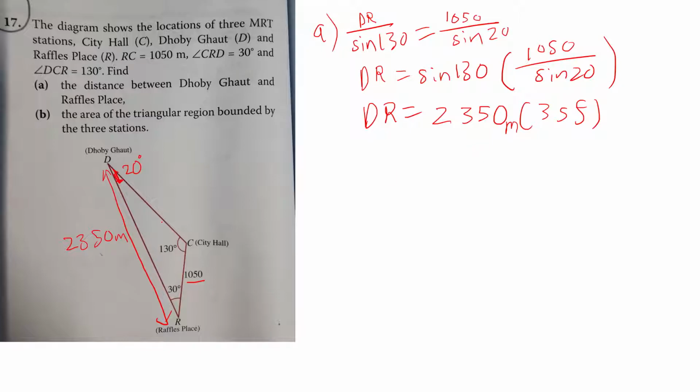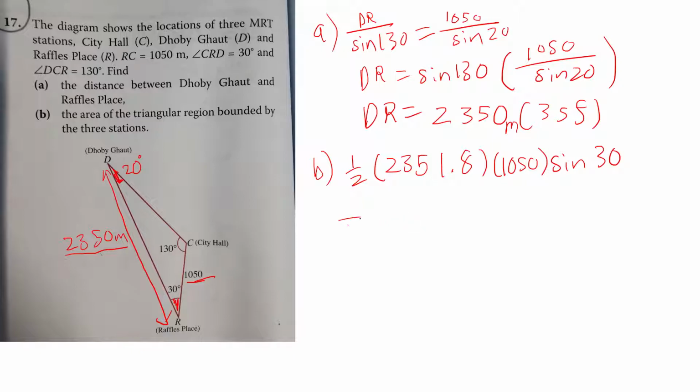Okay, so we want to find the area of this whole triangle. Very simple. We have this length. We have this length. We have the included angle. So this one is a scenario for half AB sine C. So half times 2351.8 times 1050 sine C, which is 30, and we will straight away get our answer, which is 617,000, and this one is meter square, 3 significant figures.